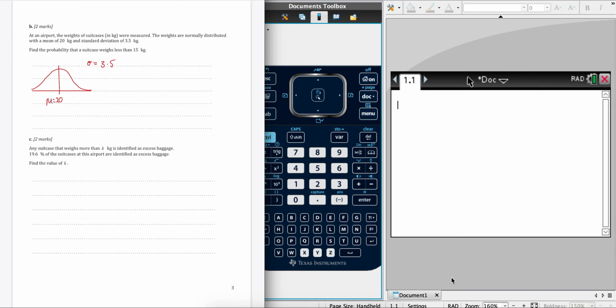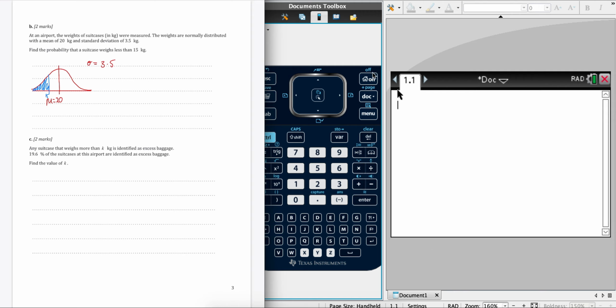And then we're going to be using our GDC to help us with this question. So we're finding the probability that a suitcase weighs less than 15. So if I was to mark 15 on here, it would be less than 20. So let's say here. And therefore I'm looking for the area of this section.